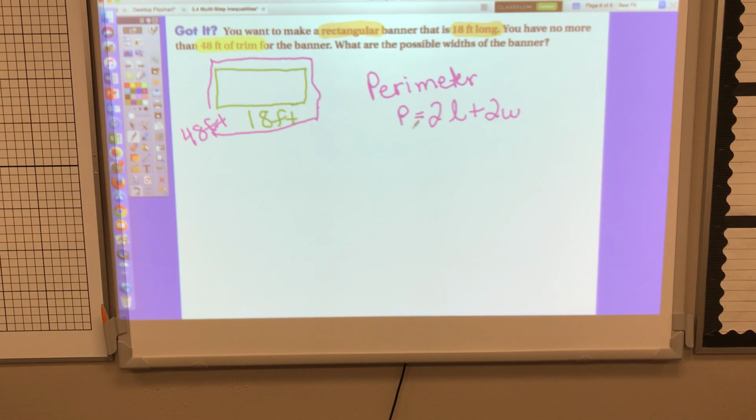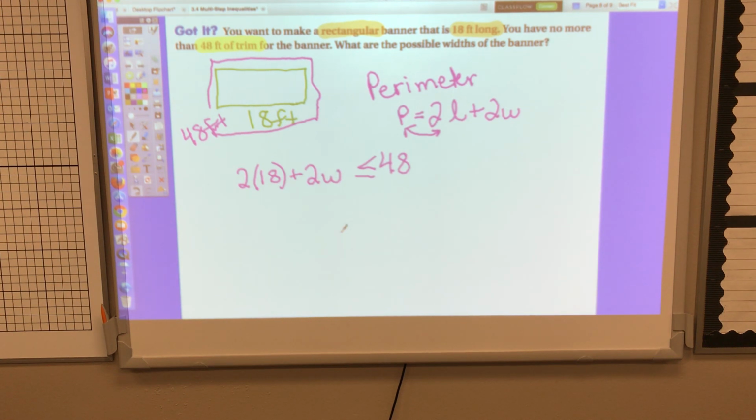So for this problem, we know that our perimeter, the most it can be is 48 feet. So my perimeter has to be smaller than that. And I always put my total on the right side. So my perimeter has to be smaller than or equal to 48. So I'm switching these two sides of my equation around. 2L, we know our length is 18 feet. We are looking for the possible width, so that width stays a W.